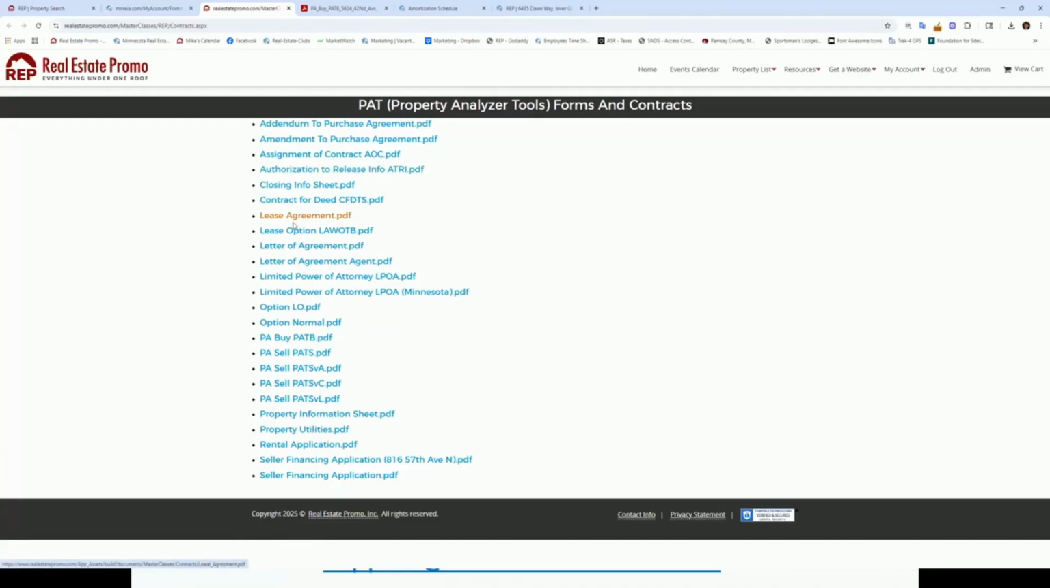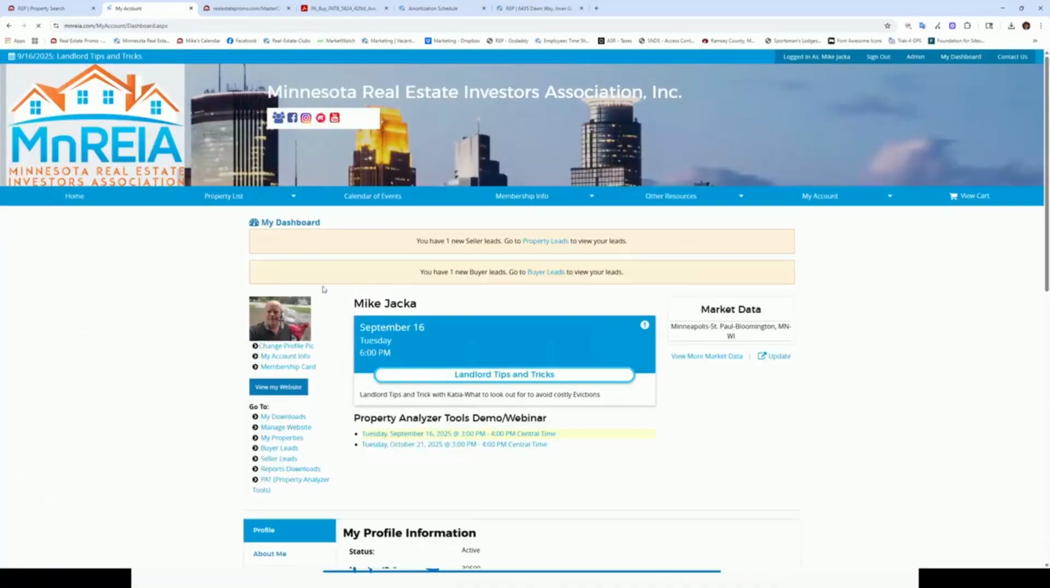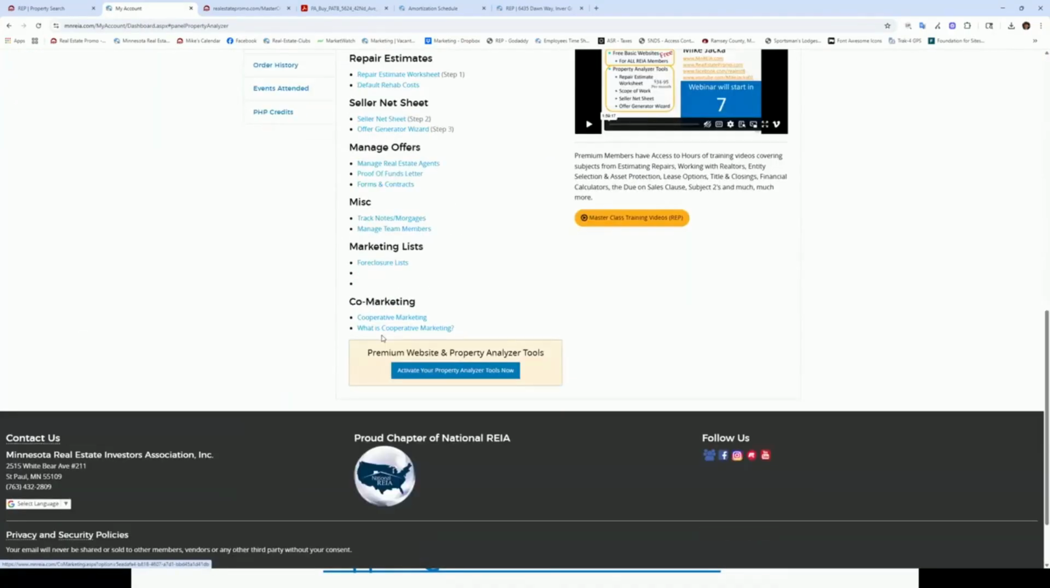Now this is all the forms, like the purchase agreements and the letter of limited power of attorneys. These are already in that list, but the other ones are not fillable. I mean autofill. So they will be eventually. I'll get to them. I just haven't gotten them all done yet. So all the forms and contracts, that's all there for you, as well as the property management tools.